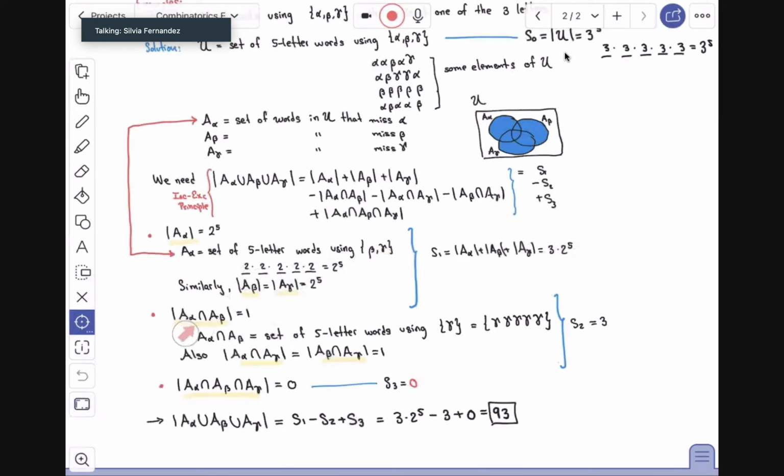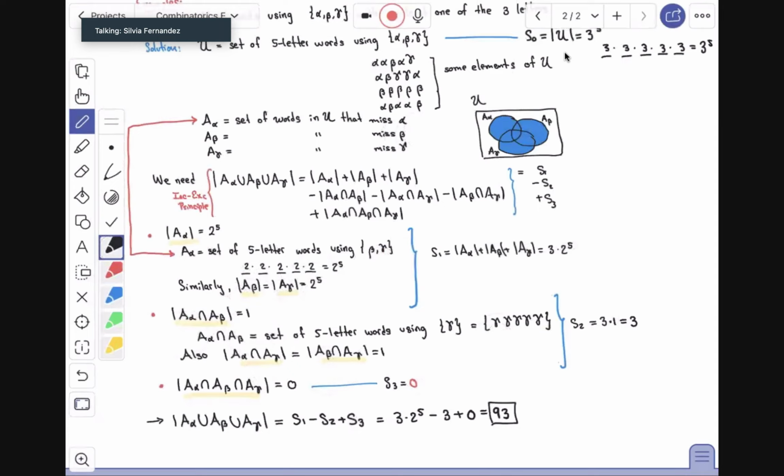For the intersection, A alpha intersection A beta means that the words have to satisfy the 2 conditions. They need to miss alpha and miss beta. We're talking about 5-letter words that can use alpha, beta, and gamma, but cannot use alpha and beta. So they need to use gamma only. That's the only word, so the cardinality is 1. There's only one word like that, and the same for the other double intersections. When I put them together, that gives me 3. If you want, you can say 3 times 1.